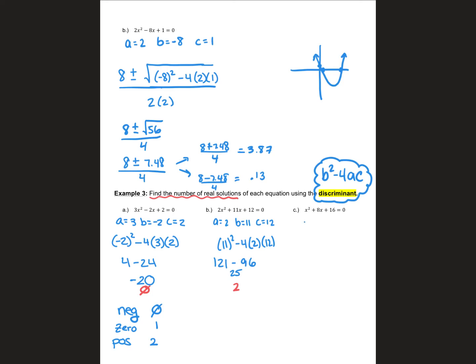And the last one, A is 1, B is 8, C is 16, B squared minus 4 times A times C, 64 minus 64, which is 0. Again, at this point, you could just put that in your calculator. If it's 0, it's going to have one solution.